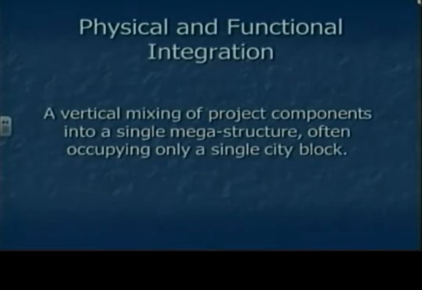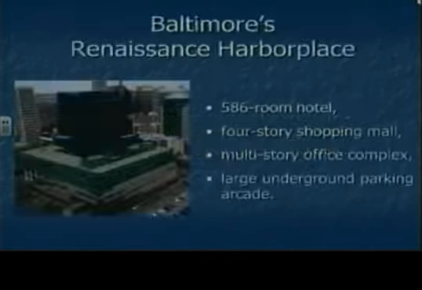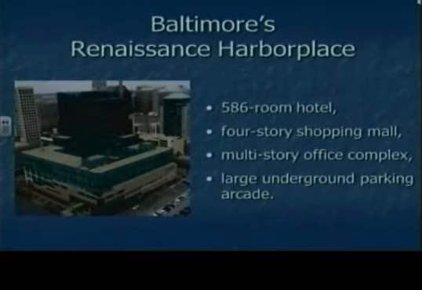Physical and functional integration. A vertical mixing of project components into a single megastructure, all occupying a single city block. This is a different type of mixed use, but still considered mixed use. An example of that would be Baltimore's Renaissance Hotel. It's one large city block, but within that large city block is a 586-room hotel, a 4-story shopping mall, a multi-story office complex, and then the entire Undercroft area is a parking arcade.